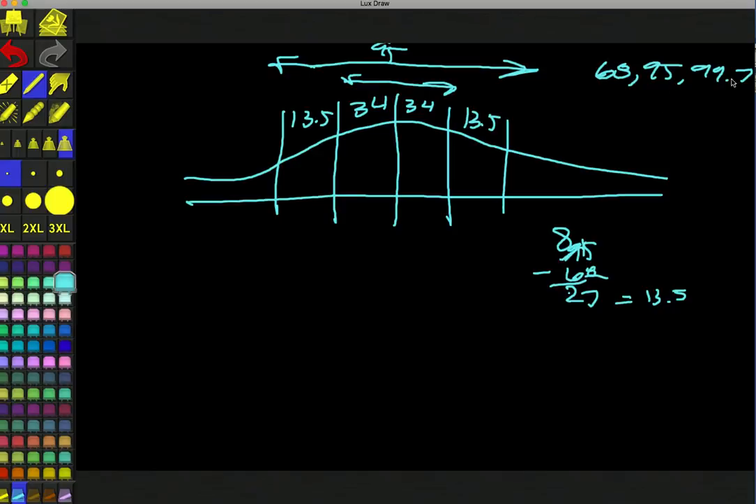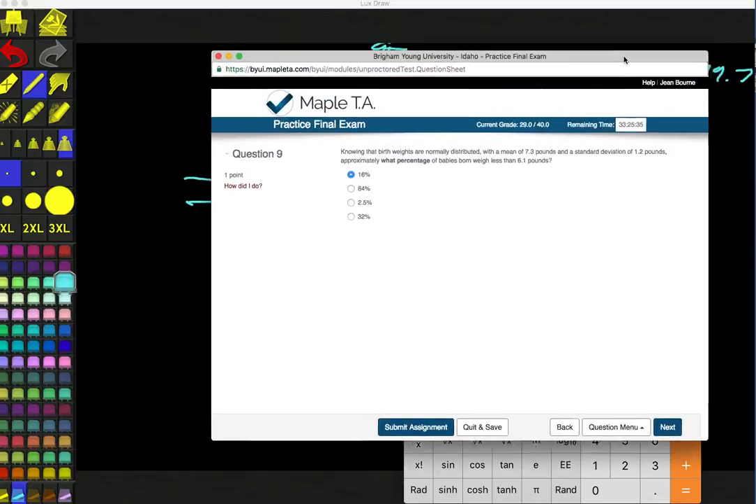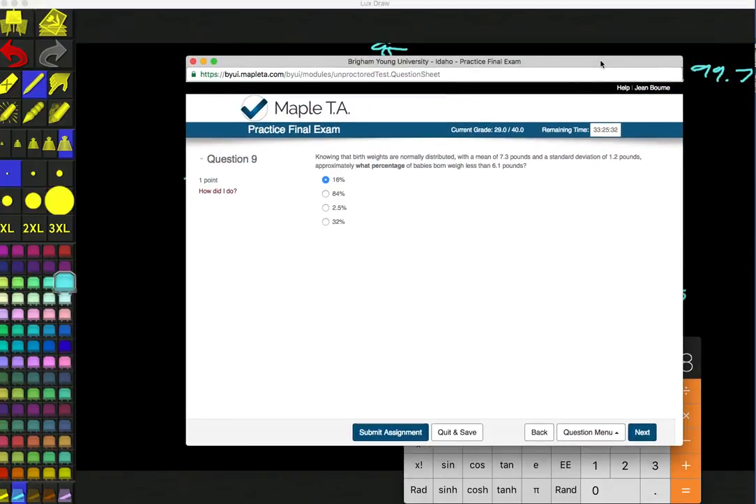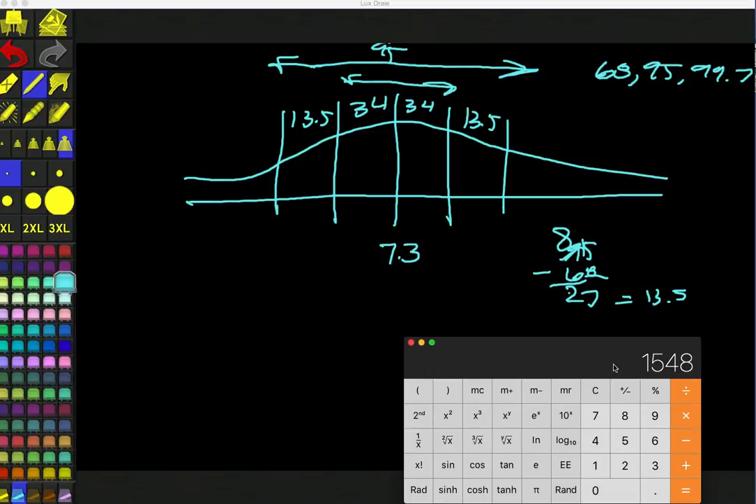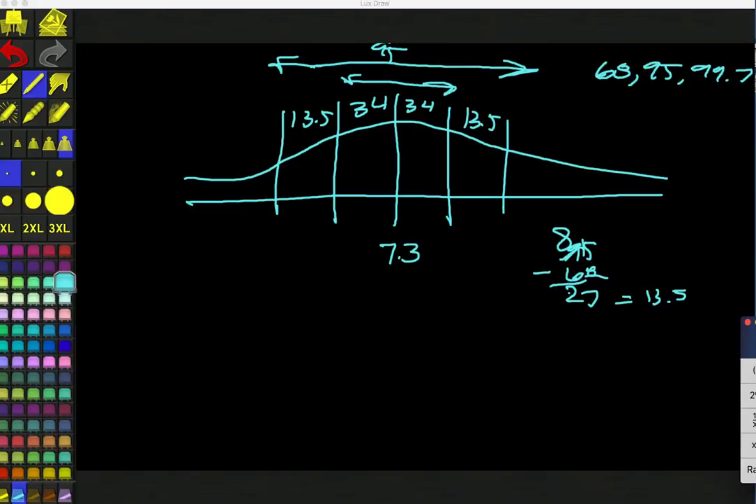Now I could work out the 99.7, but I kind of don't need it. So let me show you what I did to speed this along. My mean was 7.3 and my standard deviation is 1.2 pounds. Let me just show you the problem again really fast. So mean of 7.3, standard deviation of 1.2, and they want to know how many babies weigh less than 6.1 pounds. So I'm going down from there. I'm just going to take my 7.3, minus my standard deviation, which is 1.2, and I get 6.1. So that's the number they want.